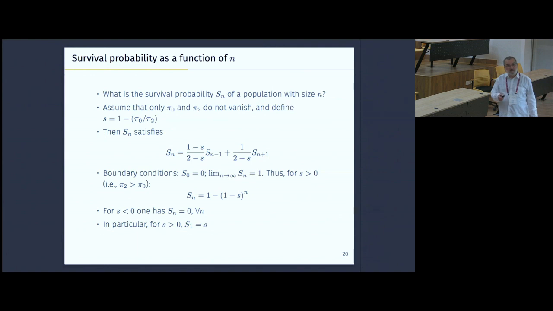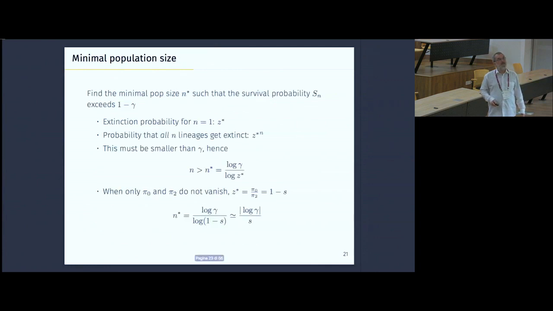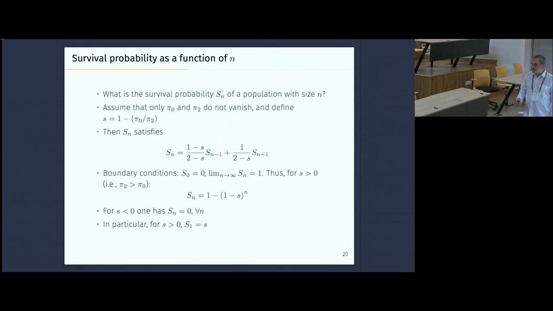And then you can solve this iteration equation. You get a very simple solution like that: the probability is given by 1 minus s to the power n. For s less than 0, it's obvious that the probability is 0, but for s larger than 0, and you start with only one individual, you have that s1 is equal to s. And this will come in a different guise, in different forms later on. And in particular, find the minimal population size such that the survival probability exceeds some threshold. You know this already in a different form, but this is very sensitive.